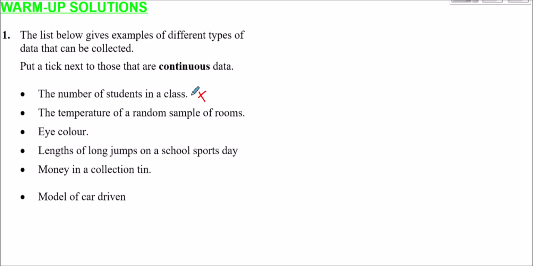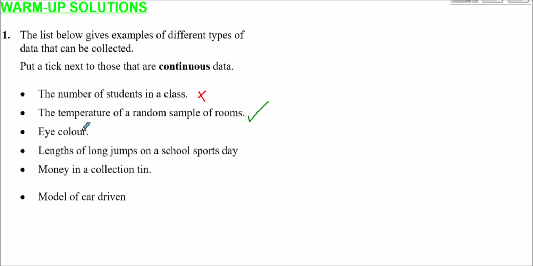It doesn't say to put a cross next to ones that aren't continuous, but I'm just putting a cross here to emphasize not to tick this one. For the next one down though, temperature is a continuous variable. Temperature can take any value pretty much. It can have any decimal, it can even have negatives. Temperature is continuous, so that one is continuous.